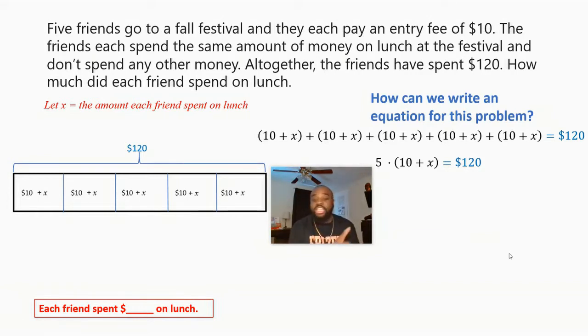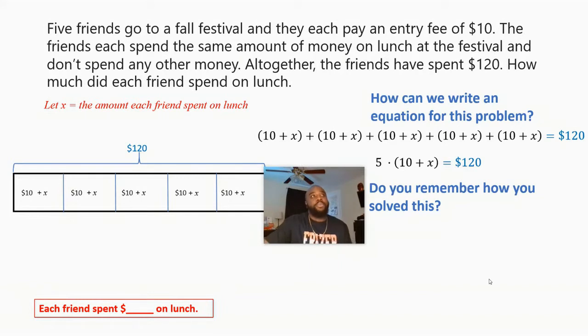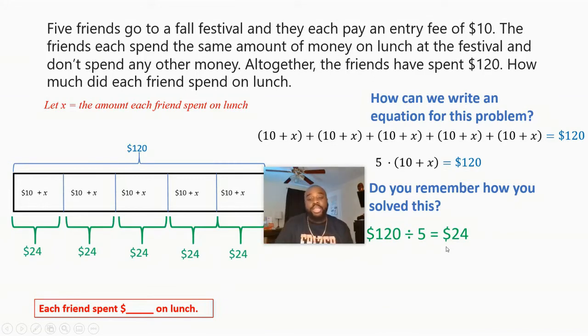But hold on just a minute, because you're not done yet, right? Do you remember how to solve this? So what would you do to solve this problem? Well, I had to figure out a way to get my answer. So remember, the whole amount was 120, and we had to divide that up between how many people? 5 people. So we're going to write it as 120 divided by 5, and we're going to make that be equal to 24.